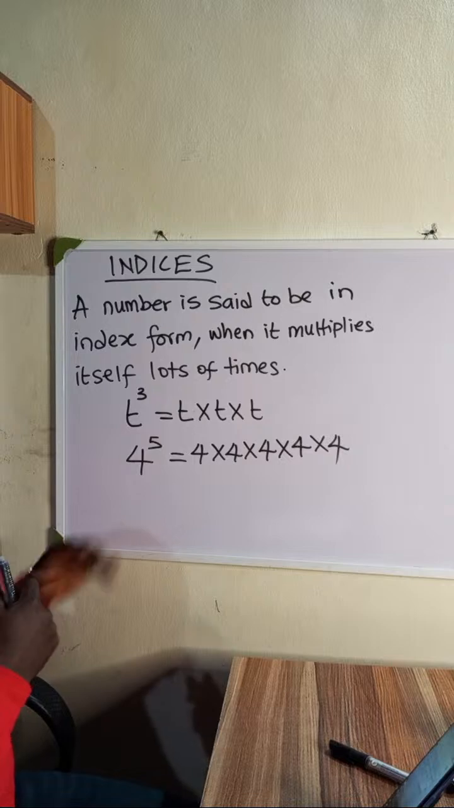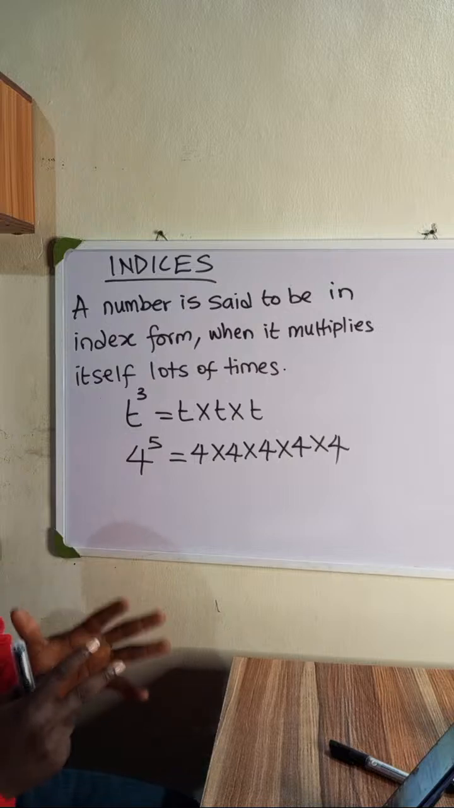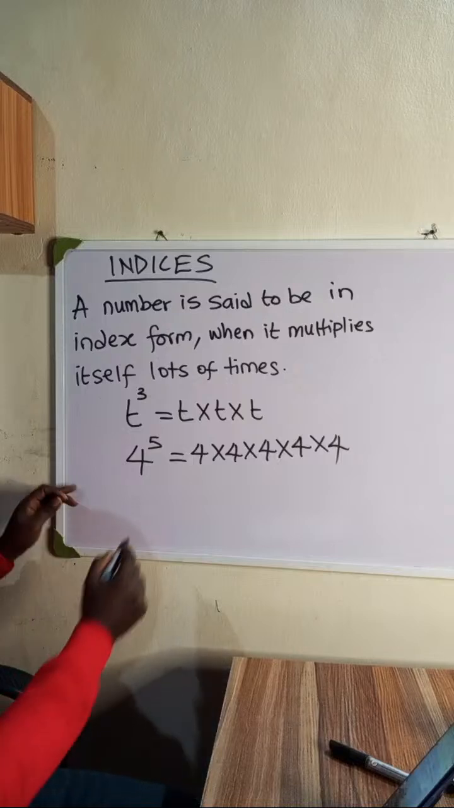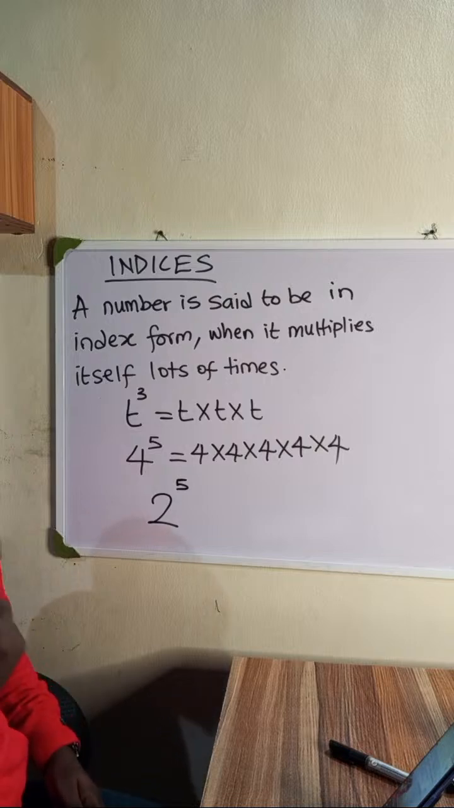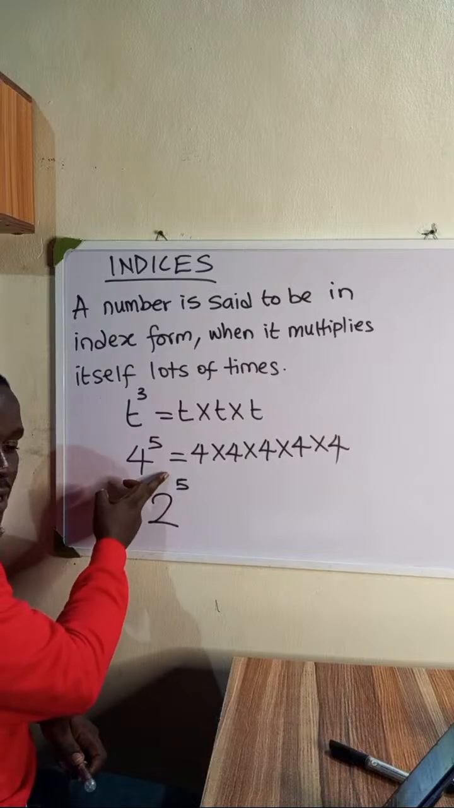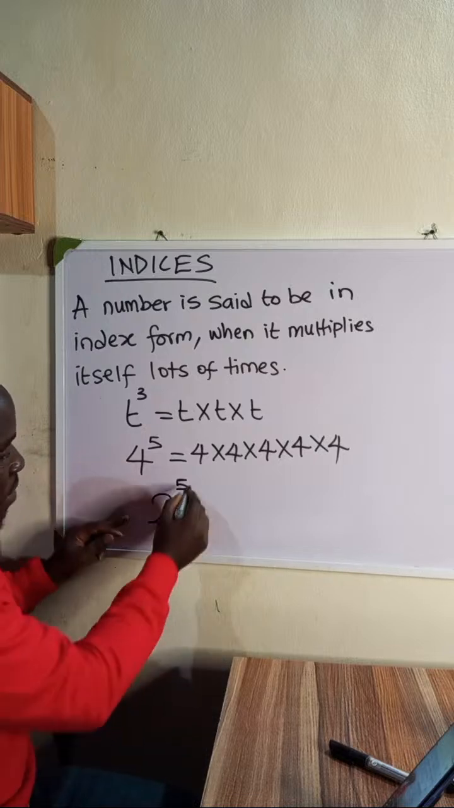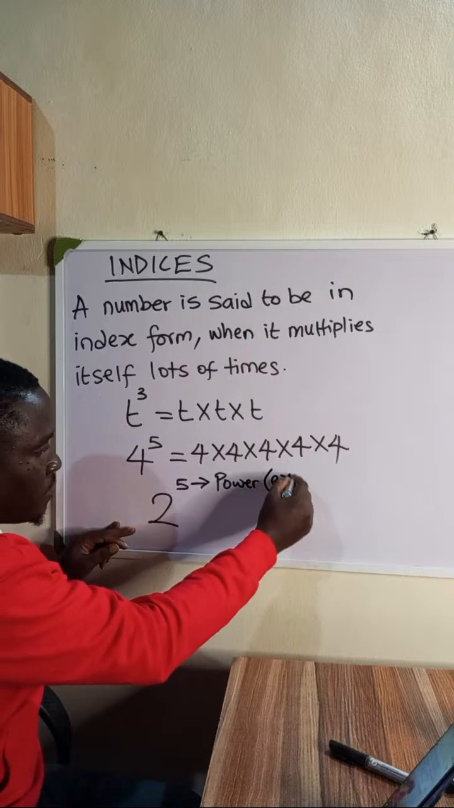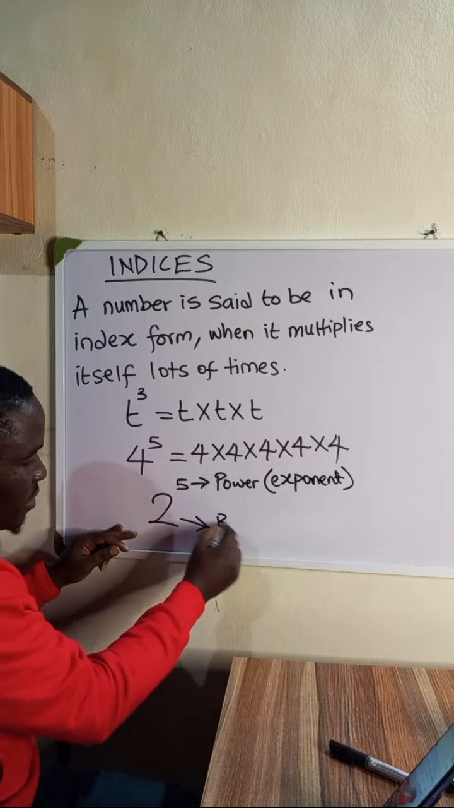Thank you. So 4 to the power of 5 means 4 is multiplying itself 5 times. So whenever you have a number in index form, for example, you have 2 to the power of 5. So 2 to the power of 5 is a number in index form. So what does this number here mean? And what does this number mean? Or what is this number called? This number here is called the power or exponent, while this other one is called the base.